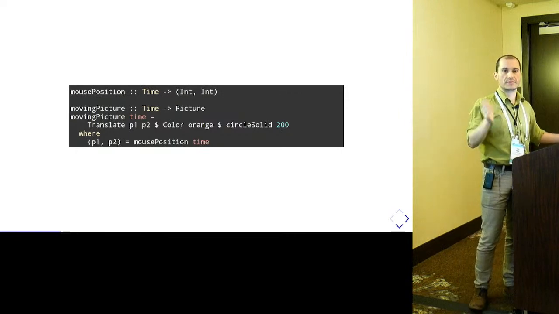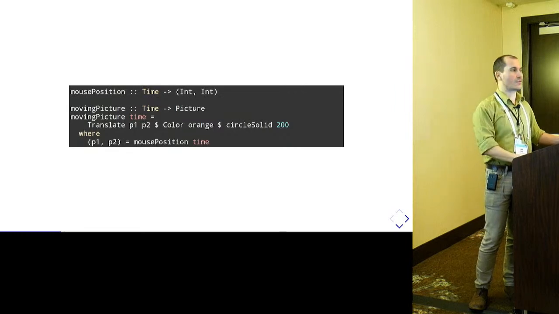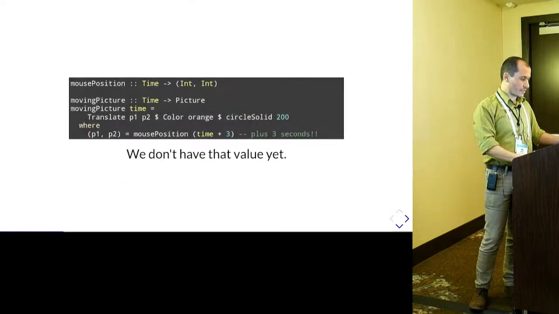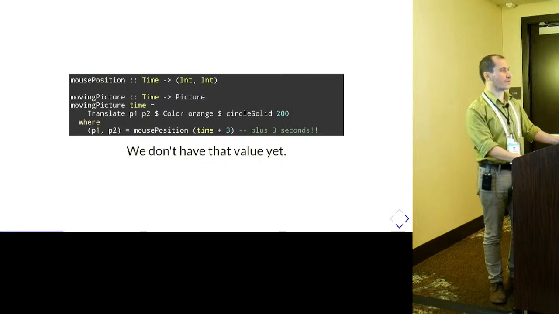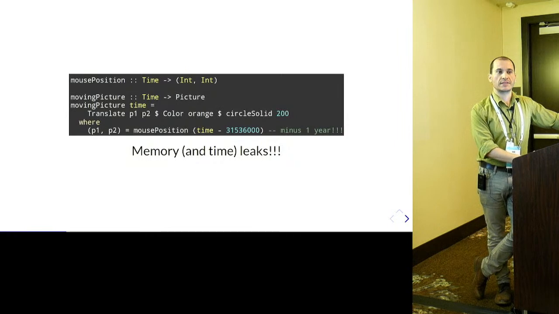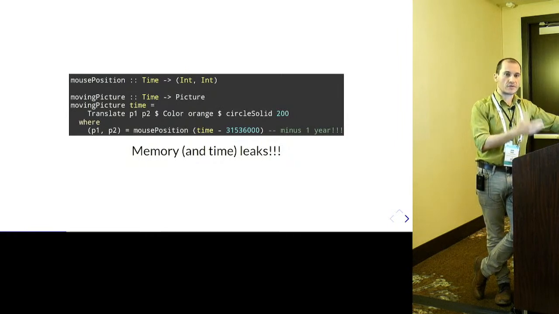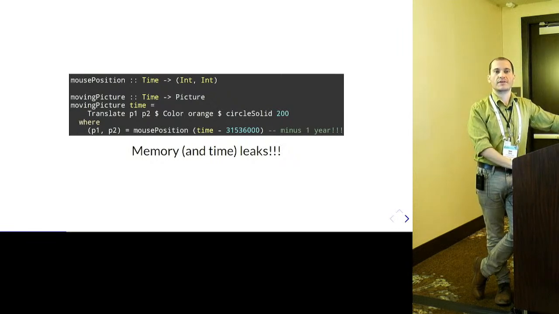So the mouse position also takes a time argument, and you query it, you get the coordinates, and then you position the circle. The problem is that you can do this and say, well, give me the mouse position at time plus 3. And now how do you run it, right? Because that's the future. Or you could say, give me the mouse position a year ago. And that means you have to keep a year's worth of mouse positions. Or that number could be determined at runtime, so you don't know how much you have to keep.